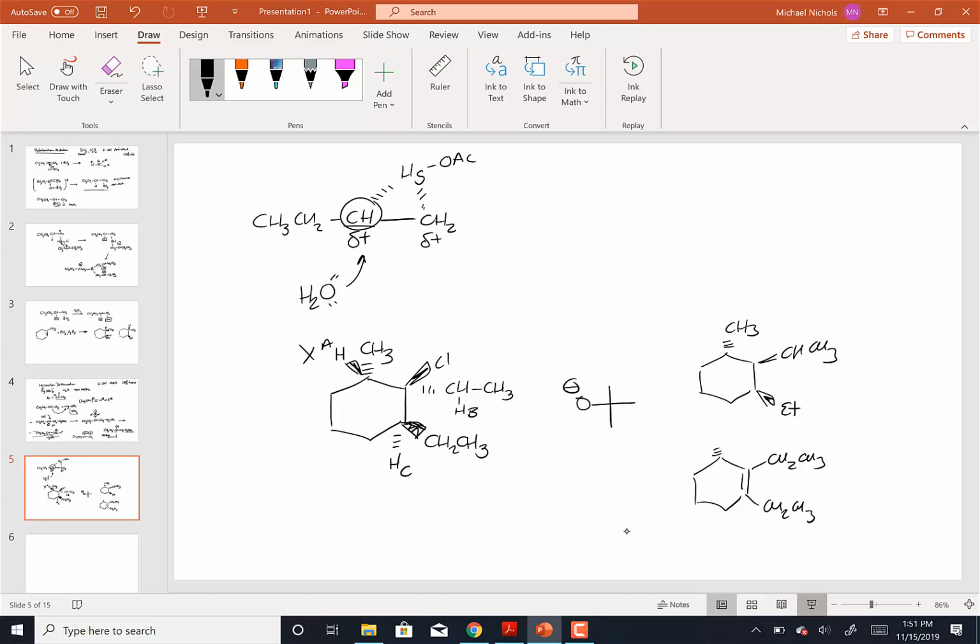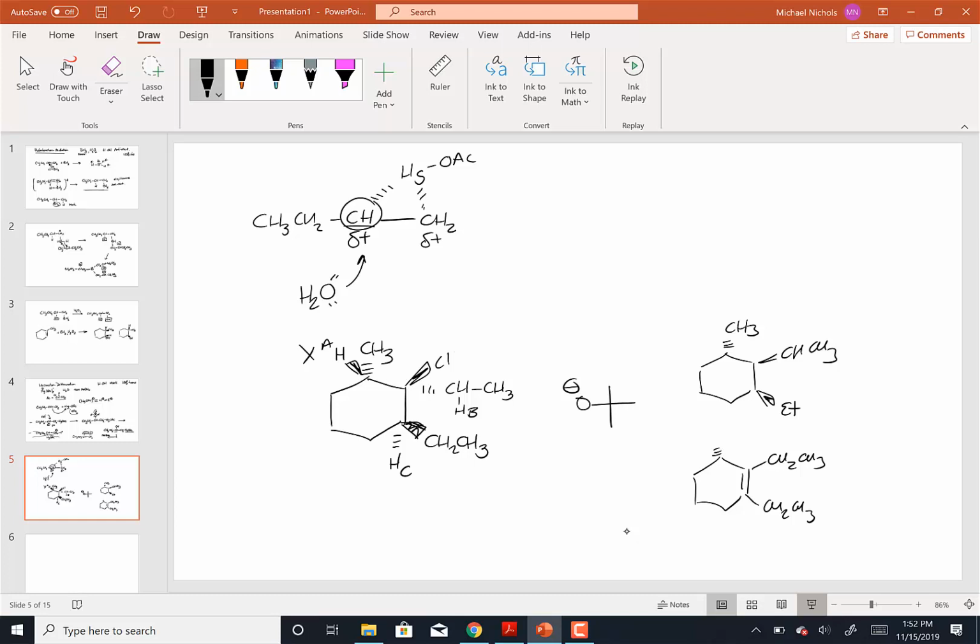If it's NH2 minus, the major product is going to be the most substituted double bond. If it's tertiary butoxide, the major product is going to be removing the beta hydrogen that is least sterically hindered. So of HB and HC, which one is least sterically hindered? HB, because it is what kind of hydrogen? Secondary, and HC is tertiary.